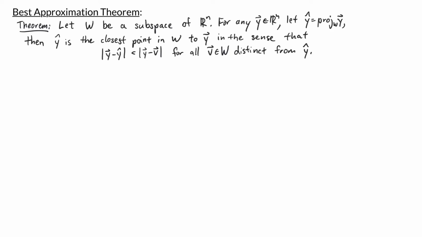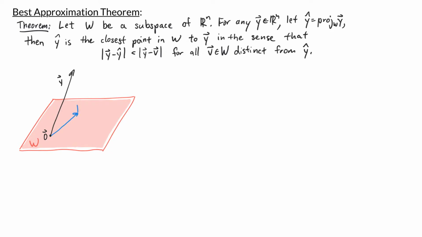So let's start by drawing a picture. Suppose that I have the origin here, and suppose that this is my subspace W. Now suppose that I have a vector y like this. Now let's decompose y into a part that's in W and a part that's in W perp. The component in W we label as y hat. The component in W perp we usually label as z, but in this theorem we're just going to keep it as y minus y hat.